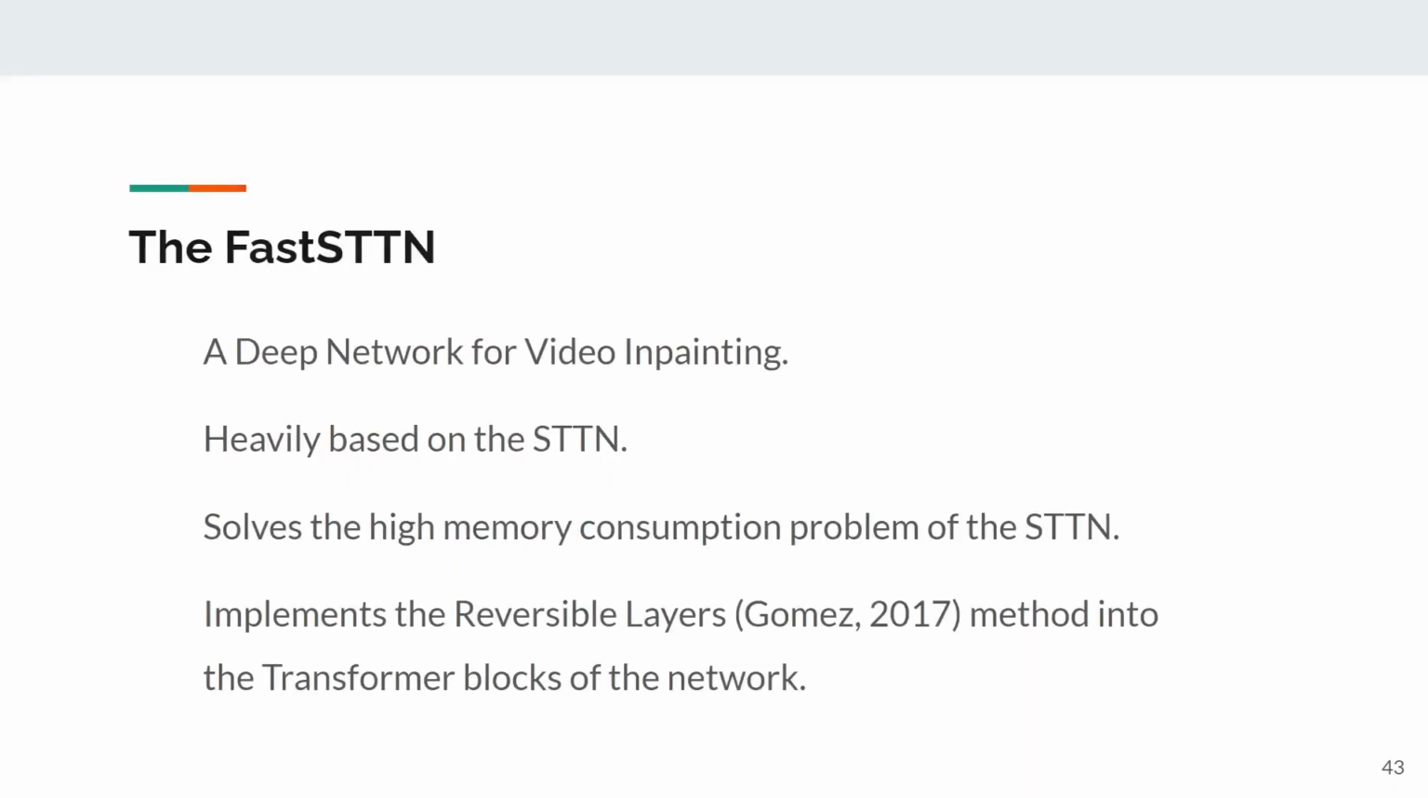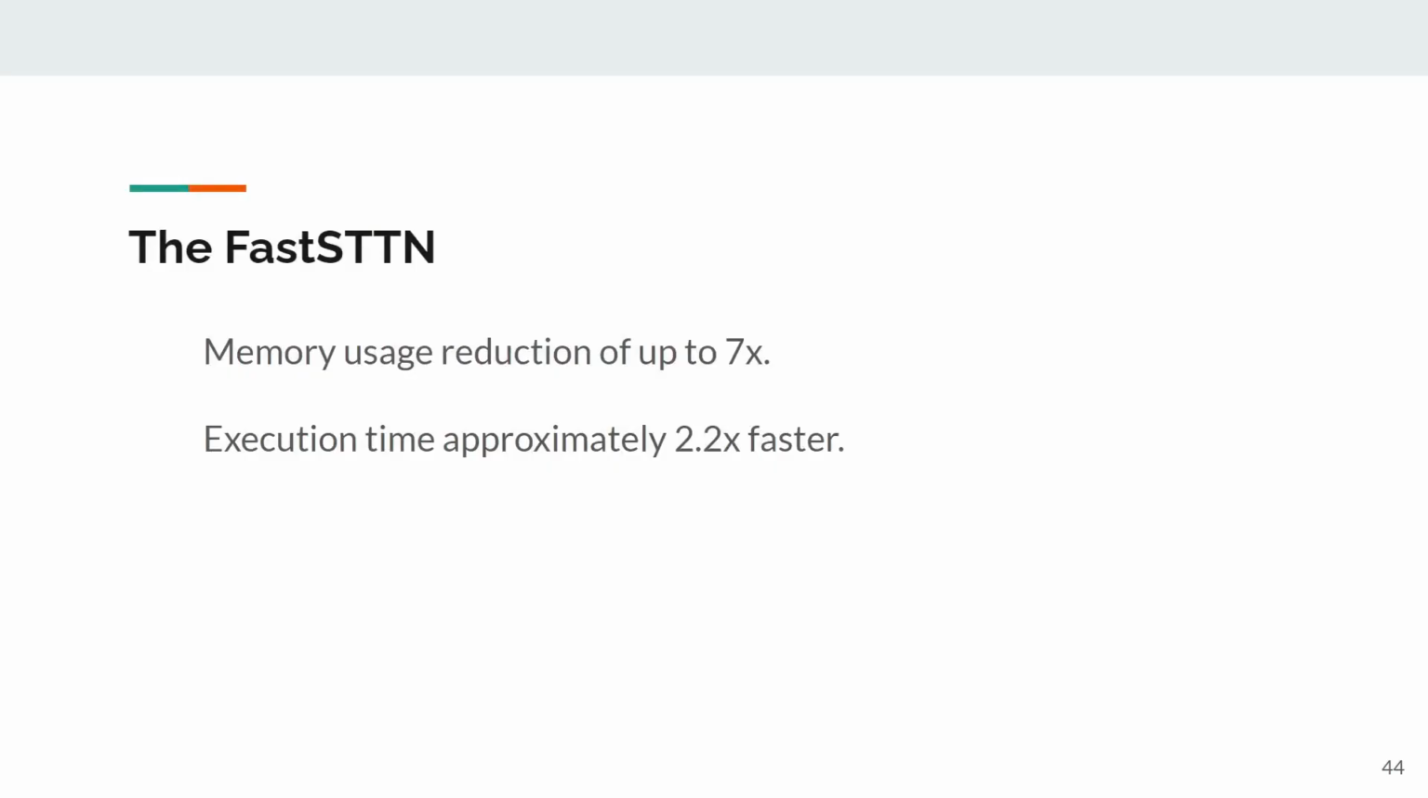To solve these problems, we propose the Fast STTN, a deep network for video inpainting. It is heavily based on the STTN, but solves its high memory consumption problem by implementing the reversible layers method into the transformer blocks of the network. This strategy allows for a reduction in memory usage by up to 7 times, and approximately 2.2 times faster execution time.